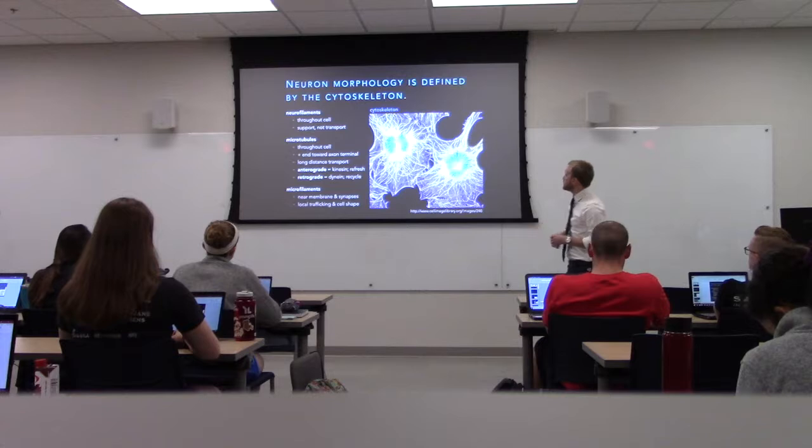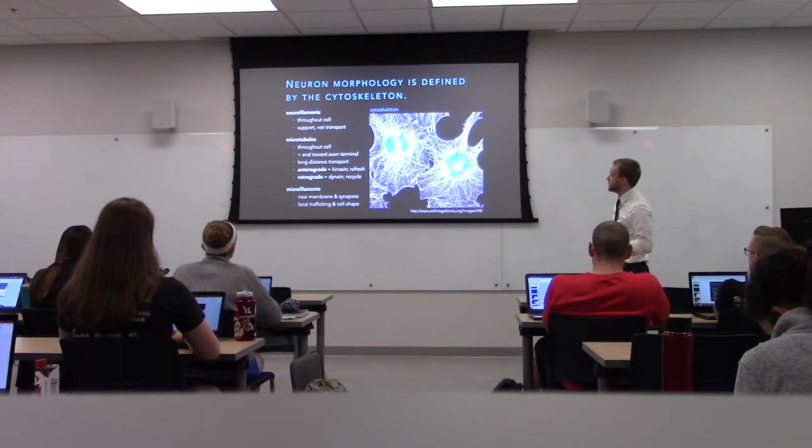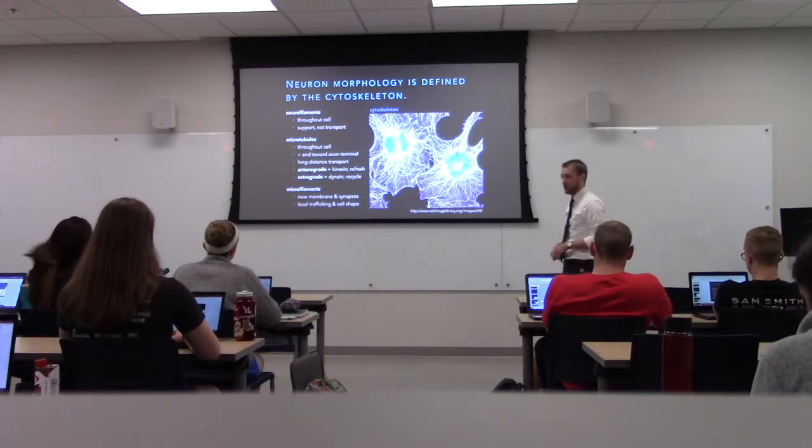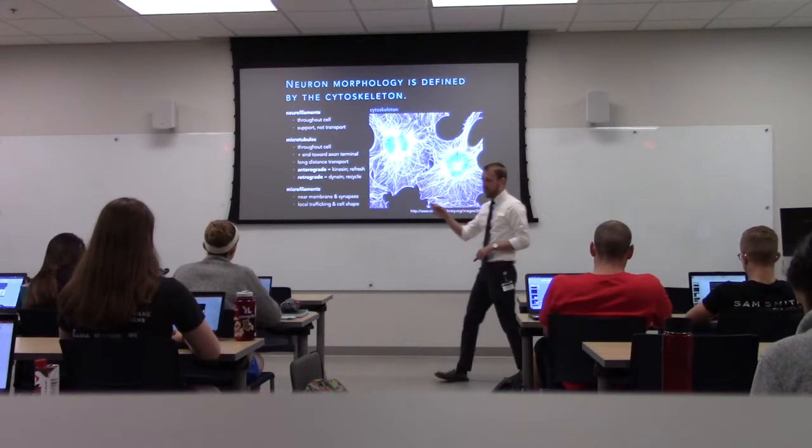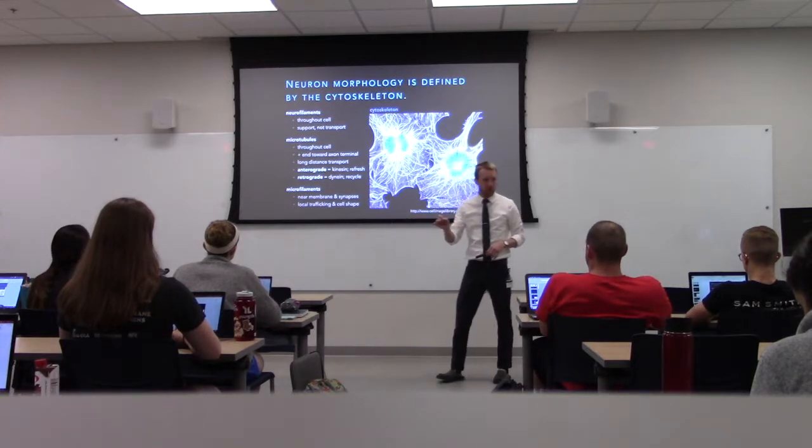So here we can see the distribution of these different filaments. So these microtubules, which are shown in yellow here, they radiate out from the center. So we know where we're headed. And there's a reason we have to head down the axon. Why is that?